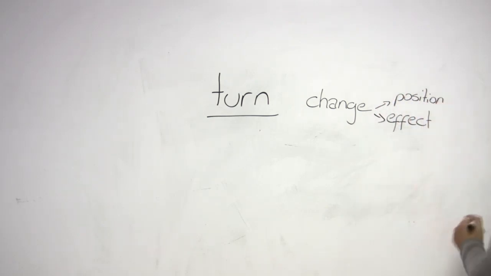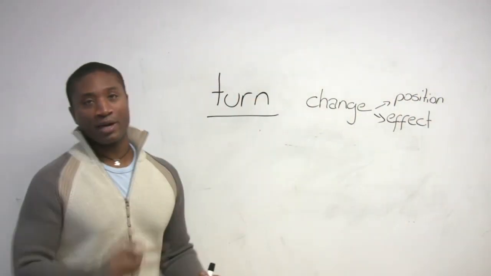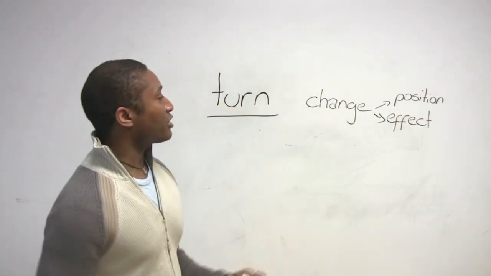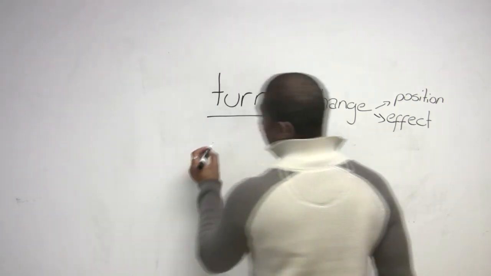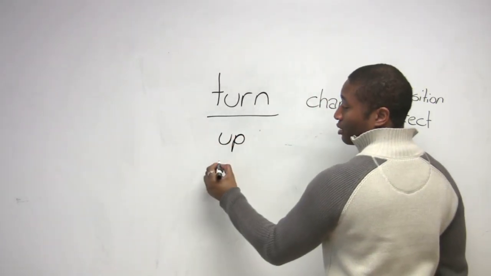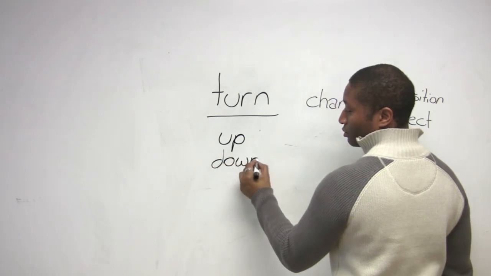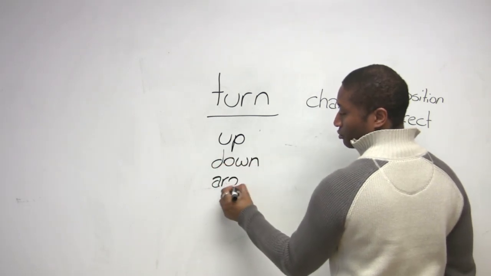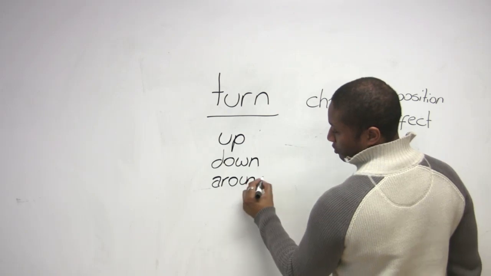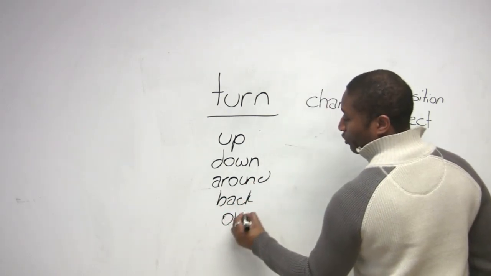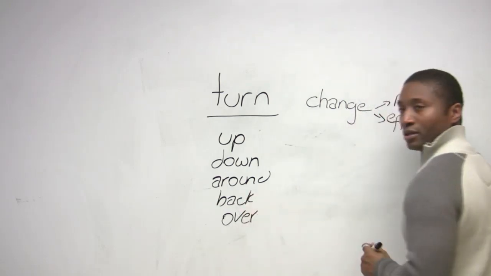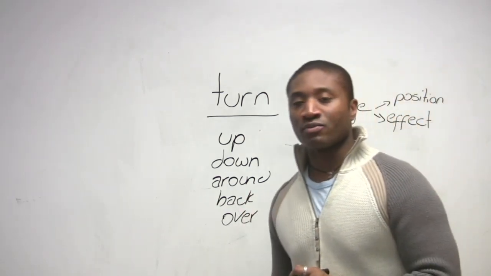If I'm off the board, watch, it's magic. Turn around and here I am, back on the other side. Okay, so we're looking at that. So let's look at some prepositions that would go with this. Now we have the possibility of the preposition up, down, around, back, and even over. Okay? Some of these you would have heard of, some maybe not.